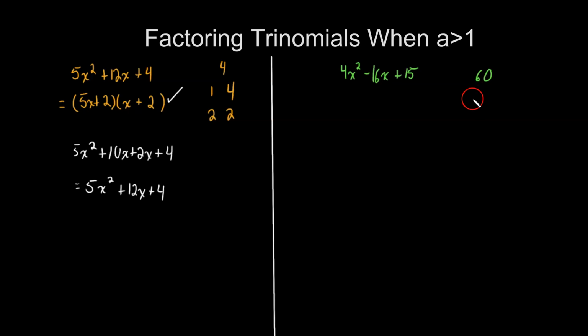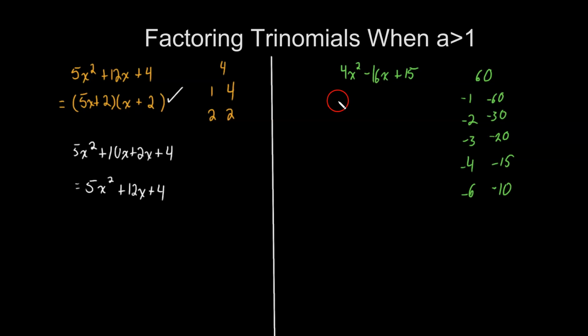Now we're going to look at all of our factors of 60, and we're going to try to find the factors that add up to negative 16. It would be 1 and 60, 2 and 30, 3 and 20, 4 and 15, and 6 and 10. These are going to be negative because they need to add to negative 16. Which set of factors adds up to negative 16? It's going to be negative 6 and negative 10.